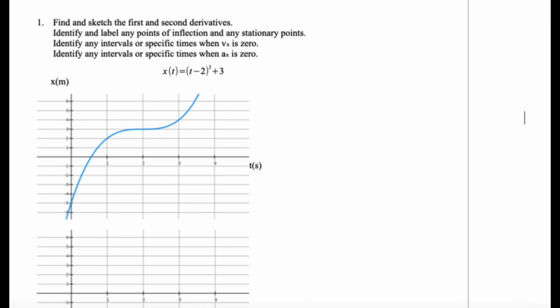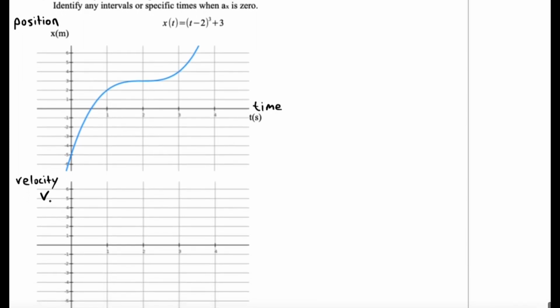I'm going to sketch what we call the velocity of the object. So when you have your position versus time graph, its derivative is going to be what we call in physics the velocity. And that's going to have the letter just v. And its units will be meters per second.